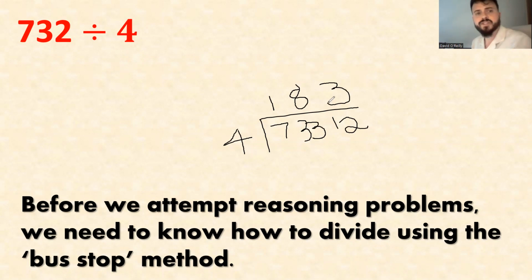Alexa, what is 732 divided by 4? 732 divided by 4 is 183.